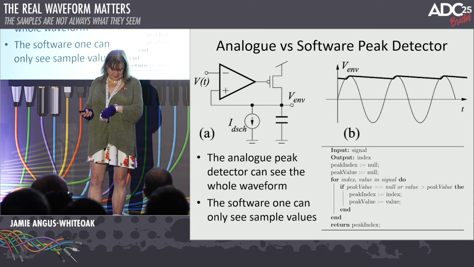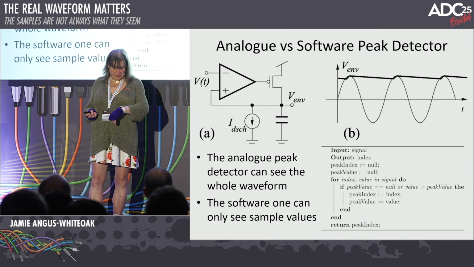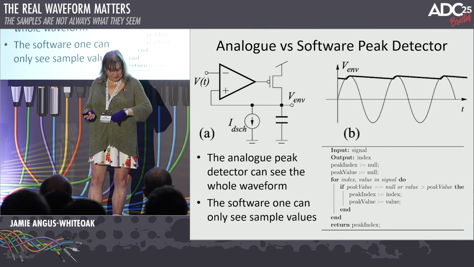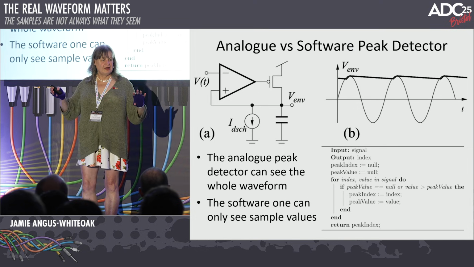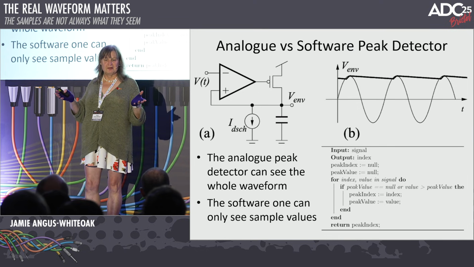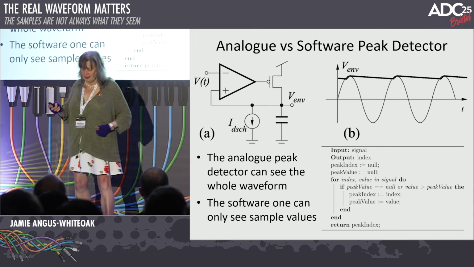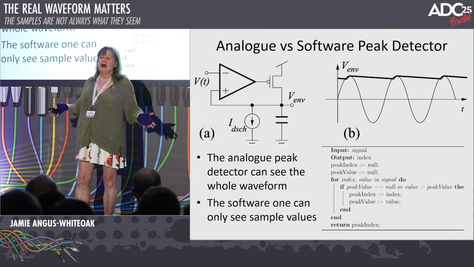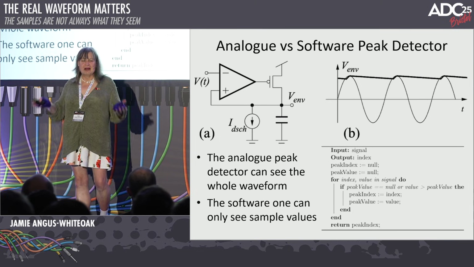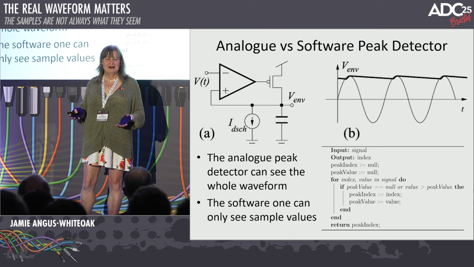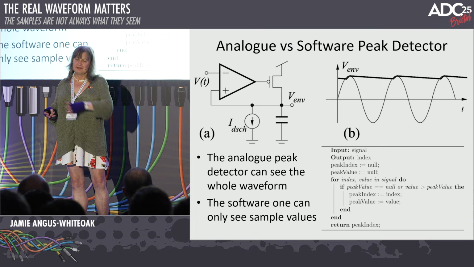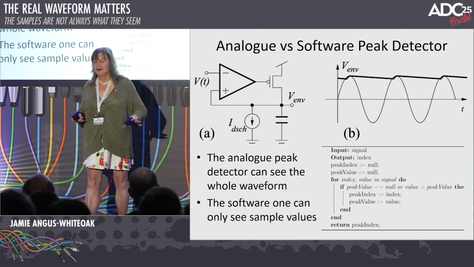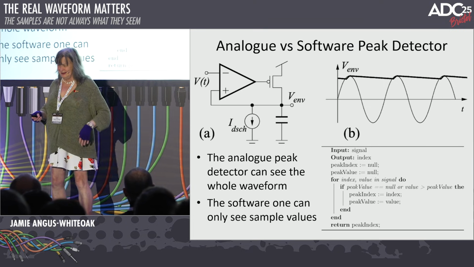The analog peak detector. Sorry, I've discovered my watch doesn't show me. Am I going too quickly? Are we okay? My speed okay for everyone? Good, excellent, thank you. Sorry, I learned my lecturing style in a Pentecostal church, so I'm used to audience participation, so the occasional glory and hallelujah, I'm fine. All right.